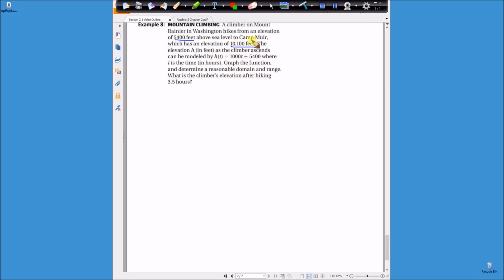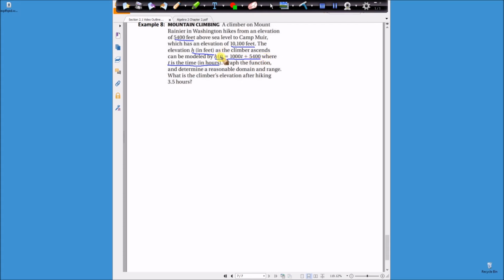Then it says the elevation h in feet as the climber ascends can be modeled by this function, where t is time in hours. I'm trying to underline things that may be important. Graph the function, determine a reasonable domain and range, and then they ask you a question after that. So the guy's climbing from 5,400 feet to 10,100 feet. And the function is h of t equals 1,000 t plus 5,400.